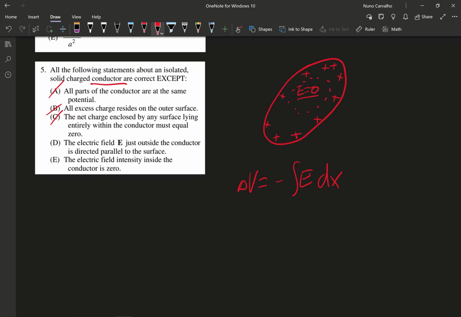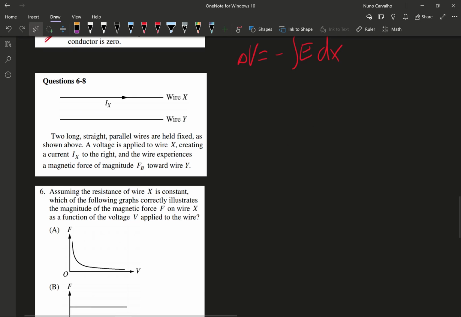D, the electric field just outside the conductor is directed parallel to the surface. No, so the answer here is going to be D because that's wrong. It's not going to be parallel, it's going to be perpendicular. That's something that you should know, is that the electric field is always going to be perpendicular to the surface of a conductor, like so. But let's also just go through E. The electric field intensity inside of the conductor is 0. That's true. That's actually probably the most important fact you need to know about conductors. And so it's not the answer. D is the answer.